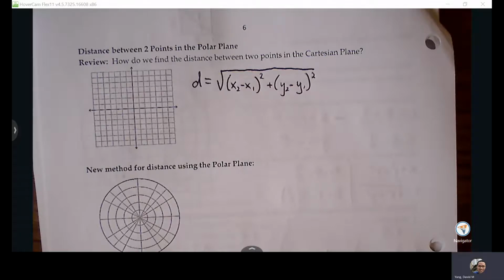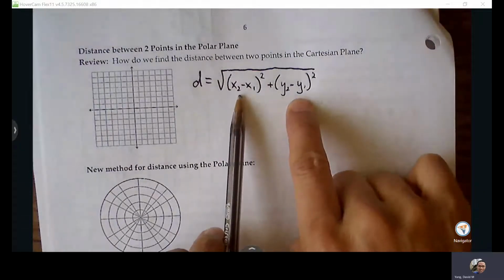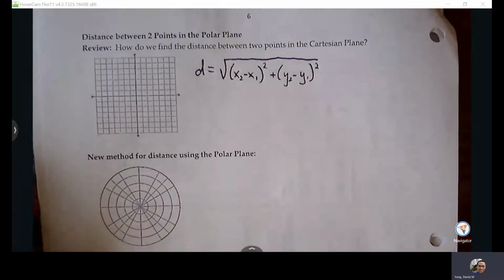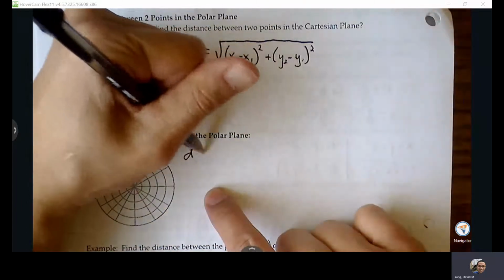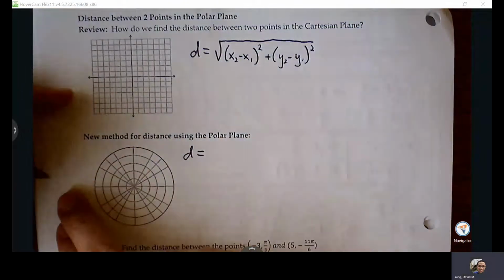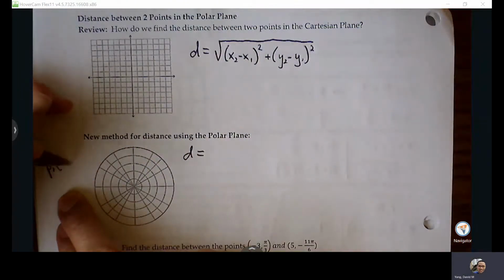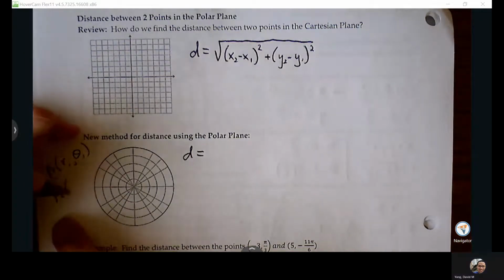But for polar plane, we have a slightly different formula, but you can kind of see the relationship. We're not going to prove it, but we're just going to learn how to use it. So here's the polar distance formula. Assuming that you have point 1, R1, theta 1, and then you have point 2, which we can call R2, theta 2.